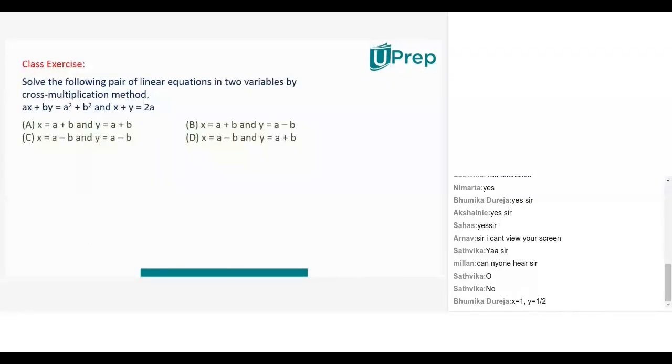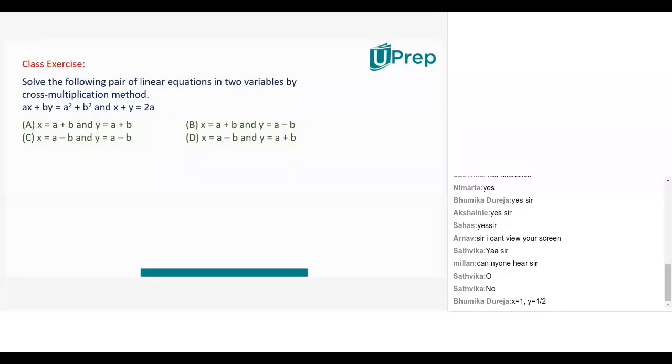Let's take another question. Let's take the next question. Solve the following pair of linear equations in two variables by the cross multiplication method. Now this is a little typical problem. You have some big values, a square plus b square, then 2a, right? So use the cross multiplication method.